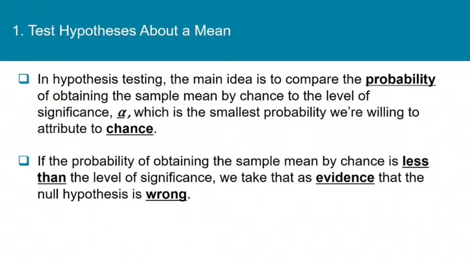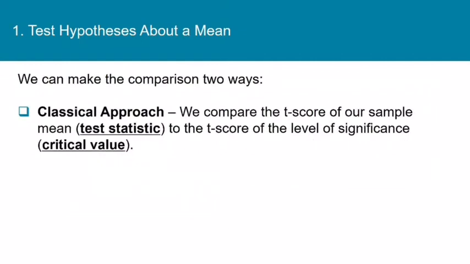Just like on the last slide, when we obtained a sample mean of 60, the probability of that was so small, it was smaller than our level of significance, so we took that as evidence that the instructor's claim was wrong. It's just that up till now, we haven't been able to put a number on this level of significance. So hypothesis testing is going to help us compare the probability of obtaining our sample mean by chance to this level of significance. Now this comparison can be made in two ways.